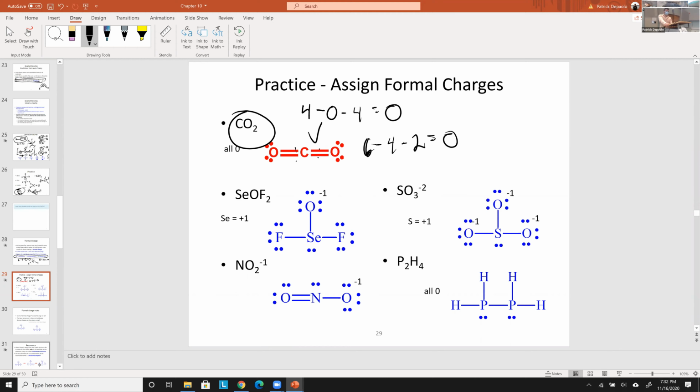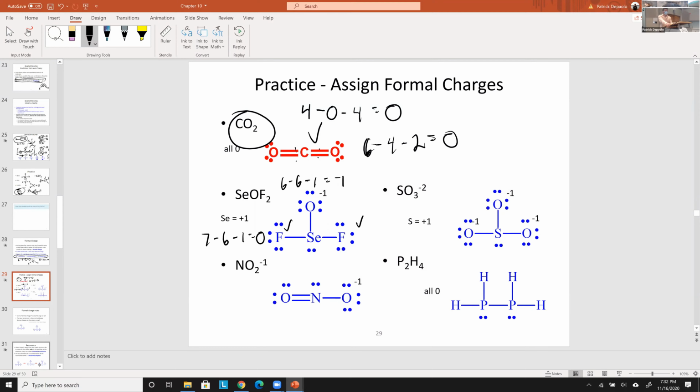Let's take a look at this one. Selenium with oxygen and difluoride. I don't even know what that's called. But regardless, this is the correct Lewis structure for it. The fluorines are satisfied. We'll look at that. Fluorine has 7 minus the lone pairs, which is 6, minus the 1 bond, which is 1. So that's 0. Both fluorines are happy. Oxygen is not happy here. So oxygen is 6 minus the lone pairs, which is 6, minus the bond, which is 1, equals -1.